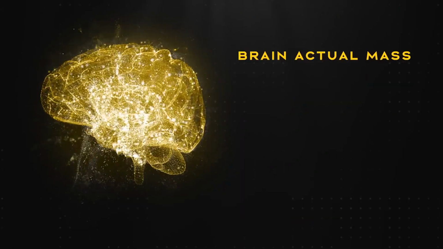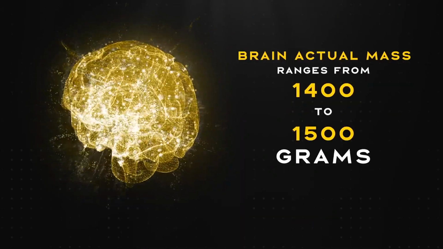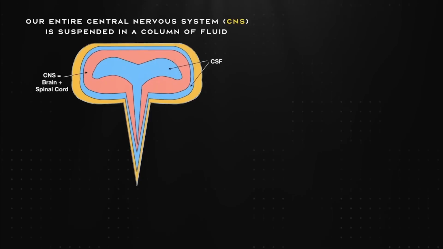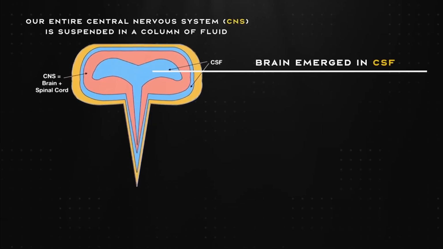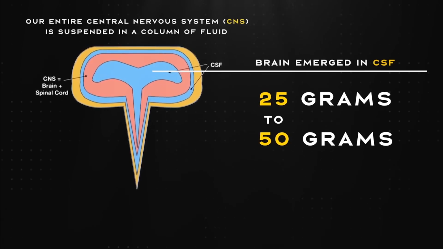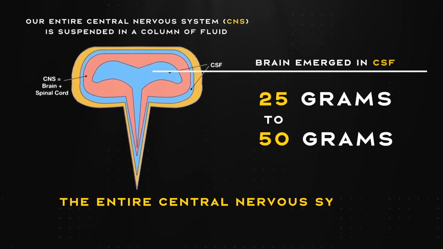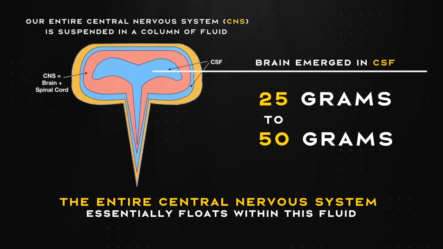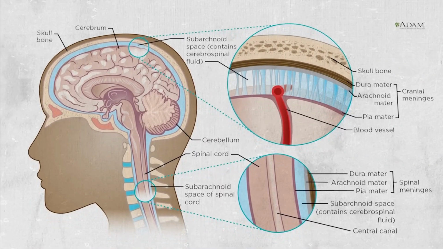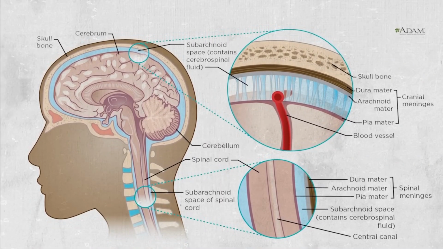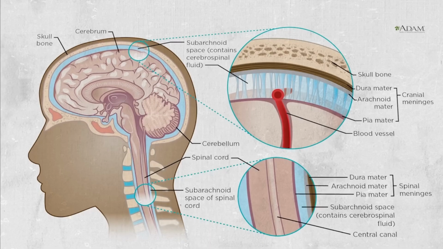While the brain's actual mass ranges from 1,400 to 1,500 grams, its effective weight, when immersed in cerebrospinal fluid, is significantly reduced to around 25 to 50 grams. This illustrates that the entire central nervous system essentially floats within this fluid. There exists a central column of fluid aligned with our body's midline structure, providing this unique suspension and support.